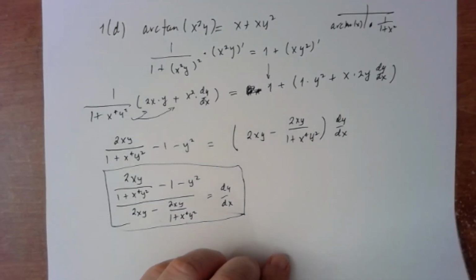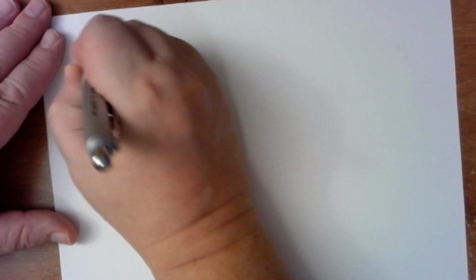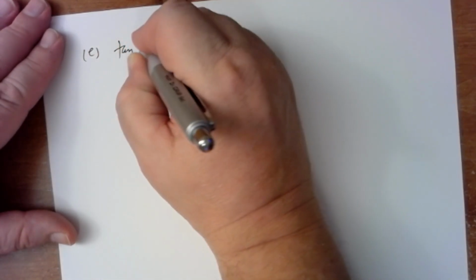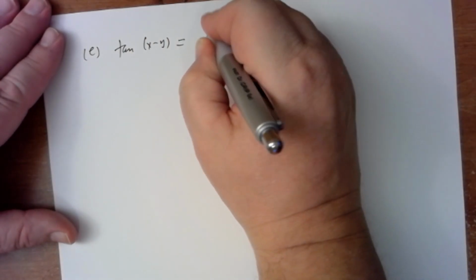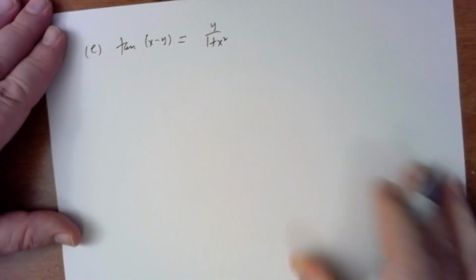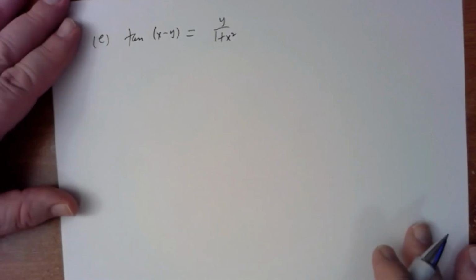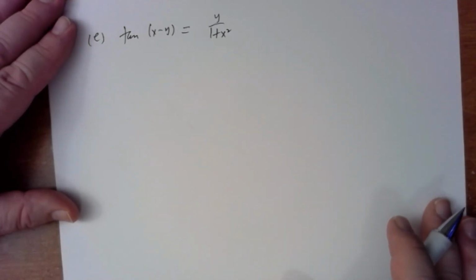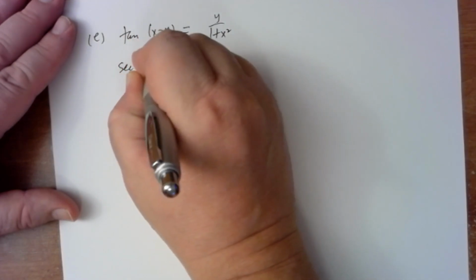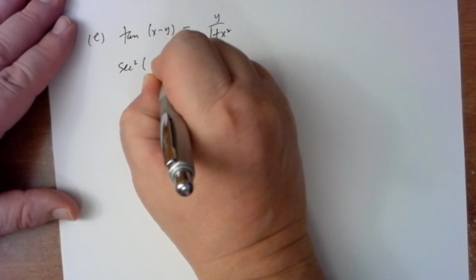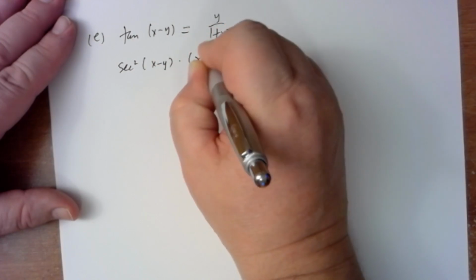Let's see, we've got 2 more problems to go, so let's see how we do in part E now. So in part E, we have the tangent of x minus y is equal to y over 1 plus x squared. Good. So now we just differentiate both sides with respect to x. So derivative of tangent is secant squared. Leave the inside function in there, and multiply by the derivative of the inside.